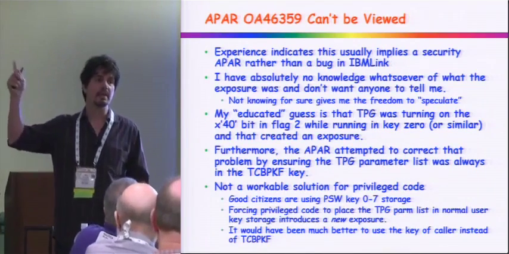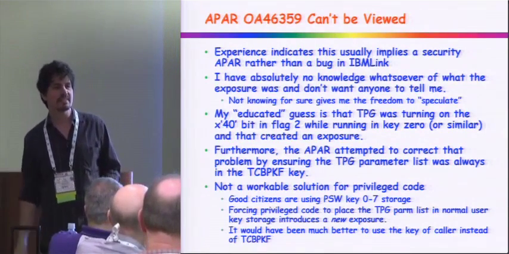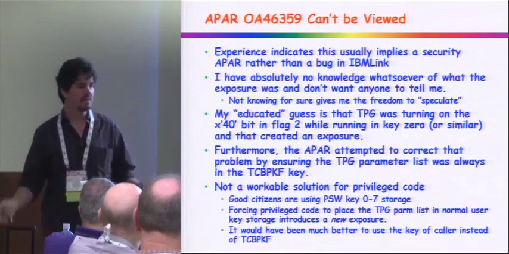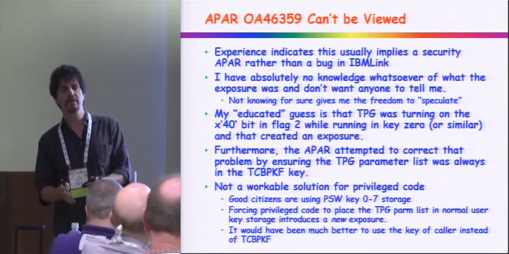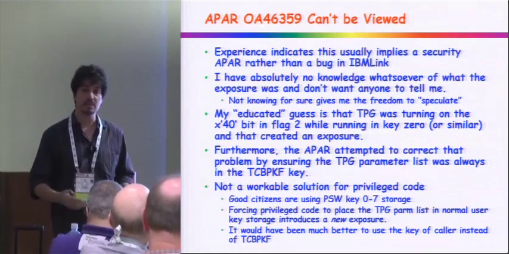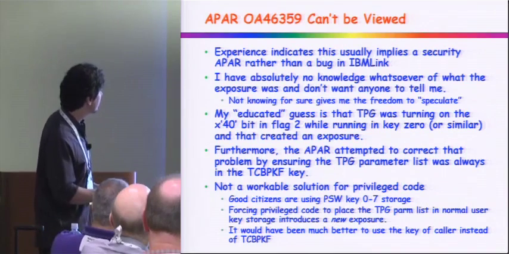Well, if you find an APAR that can't be viewed, it means it's an integrity APAR. That is how IBM does it, rightly or wrongly, that is what they do. They don't want the description of the APAR to where anybody could read it, because then they think maybe somebody could exploit it, right? So that's usually a security APAR, an integrity APAR.